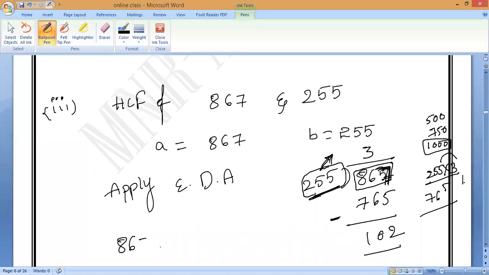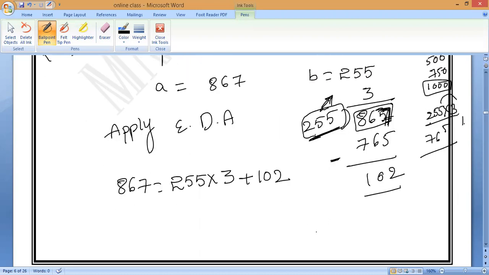So 867 equals 255 into quotient 3 plus 102. R is not equal to 0. So again we apply Euclid division algorithm on the remainder and divisor. What is the remainder? The remainder is 102. The divisor is 255, so the numbers are 102 and 255.